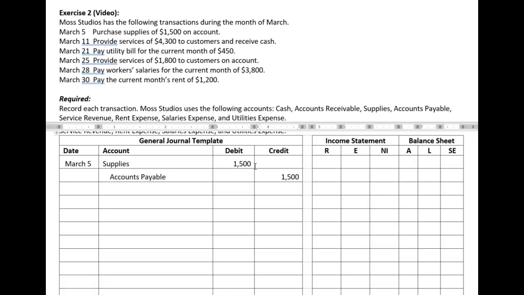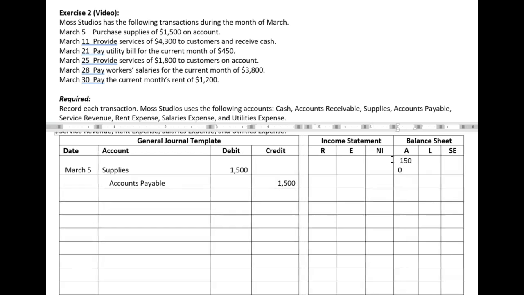Now, how's this transaction impacting the income statement? Well, it's really not. Remember, the income statement only shows revenues and expenses. Neither of these accounts are revenues or expenses. Supplies are assets. Accounts payable is a liability. So the actual impact here, if you go over to the balance sheet, is that our assets are going up by $1,500. I'm just going to put $1,500 and hope that it actually fits.